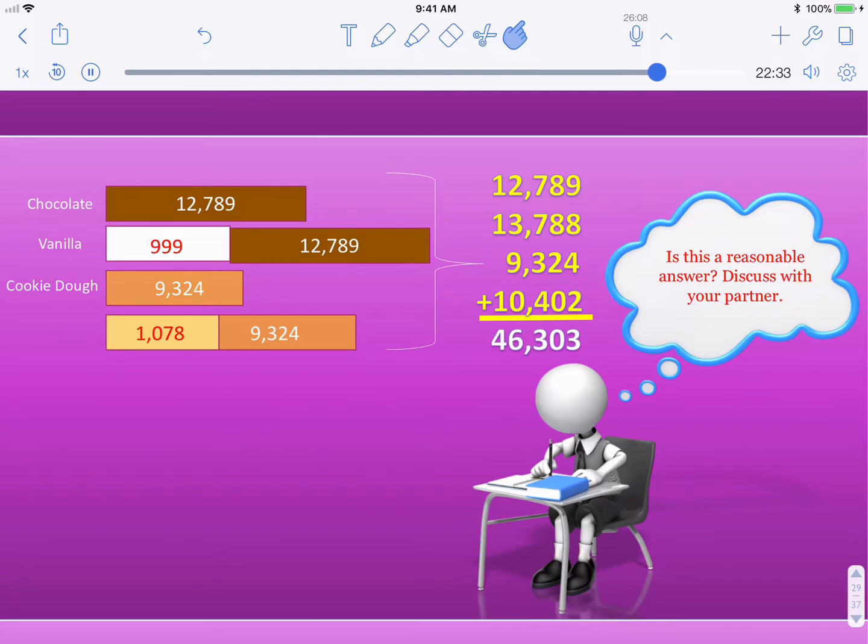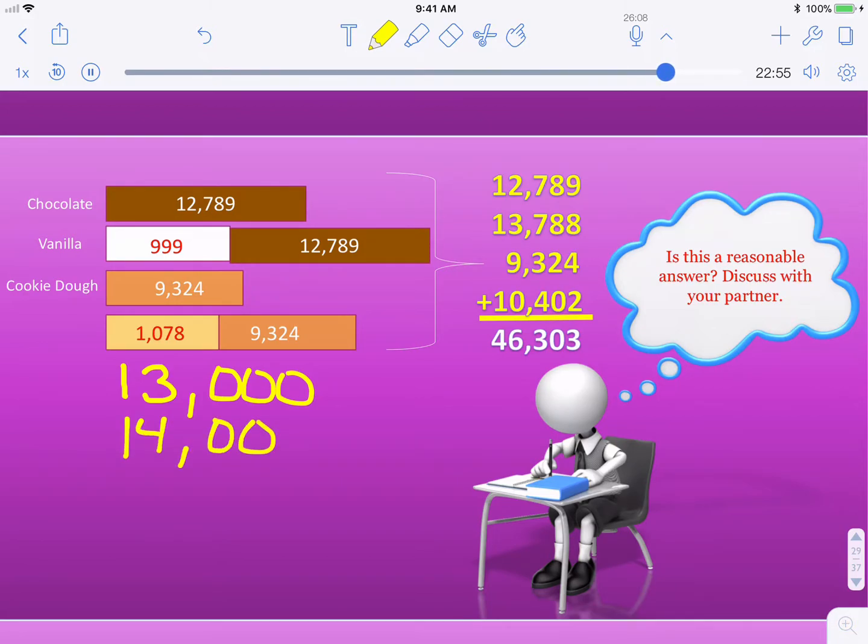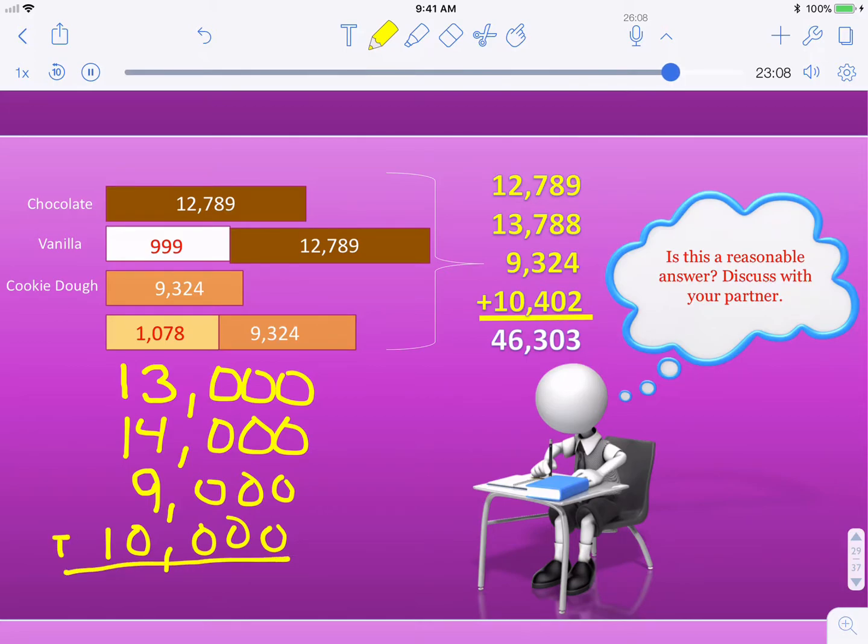Is this a reasonable answer? If I were to round, let's say I were to round to the thousands place. So I would have 13,000 plus 13,000 plus 9,000 plus 10,000. What does that equal? 9 plus 3 plus 3, so that's 9 plus 6. 9 plus 6 is 15. Plus 4.